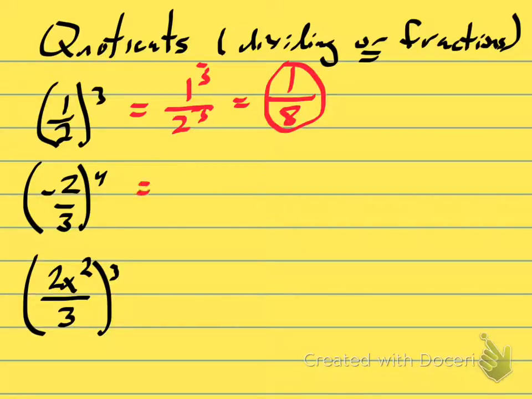Now the second one's a little trickier. What we're going to have is negative 2 raised to the fourth power. Because the negative was inside the parentheses, we're going to treat the top as negative 2. Negative 2 to the fourth power is a positive 16. Now the bottom is 3 to the fourth power, and that's a little higher than we've had before. 3 to the fourth power is 3 times 3 times 3 times 3. Well, 3 times 3 is 9, times 3 is 27, times 3 is 81.